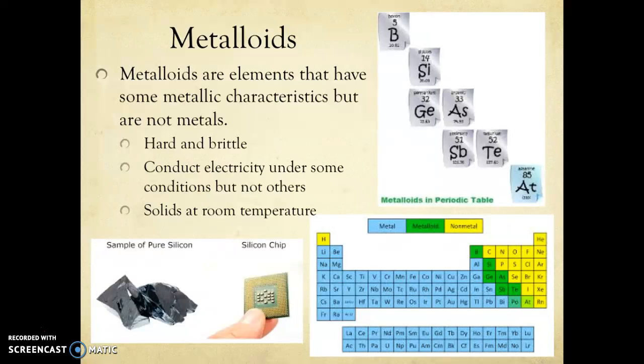Also, they are solids at room temperature. And there's not a lot of elements we consider metalloids. When you look at the periodic table below, all of those green elements, those are metalloids. So not a whole lot of them.